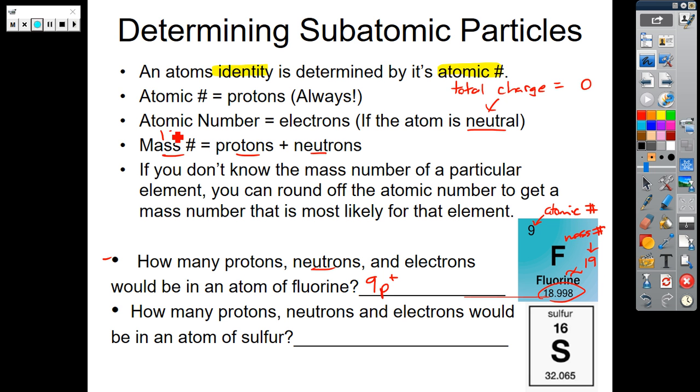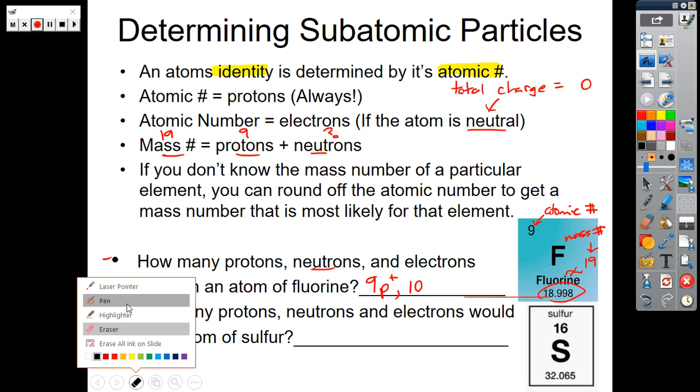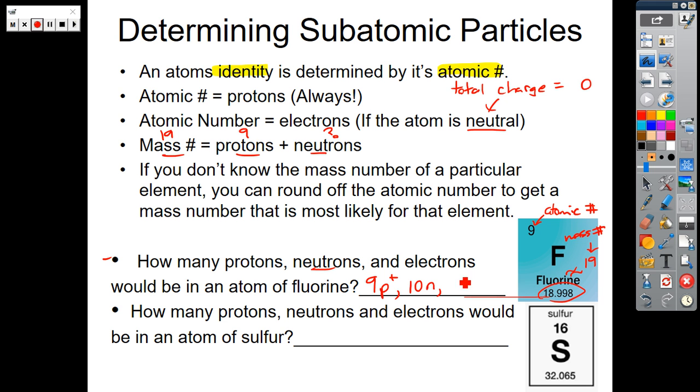Well, if we knew that was 19, and we know that's 9, then what does the number of neutrons have to be? You could just subtract. 19 minus 9 would give you 10 neutrons. So we know that this atom of fluorine probably has 10, I'm sorry, not electrons, 10 neutrons. Now we're going to assume this atom is neutral. So if we wanted to know how many electrons there are, remember the atomic number can also equal electrons if the atom is neutral. So we're going to say that the electrons are just the same as the number of protons in this neutral atom of fluorine.